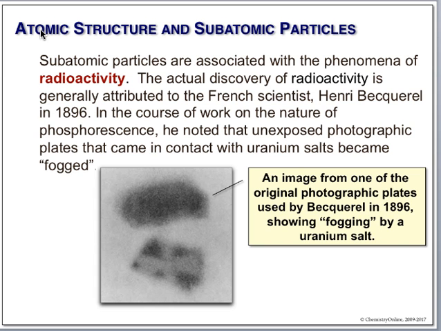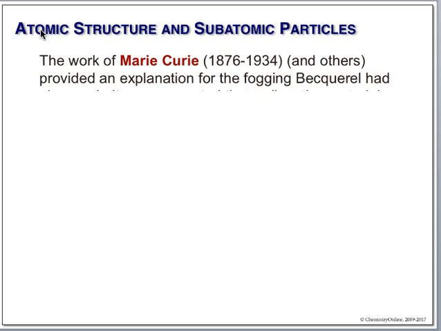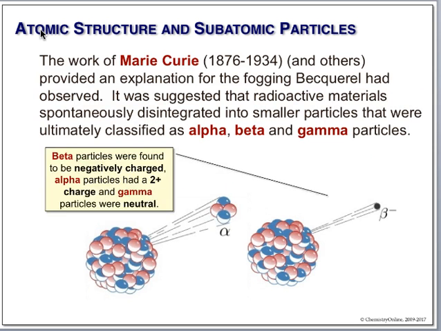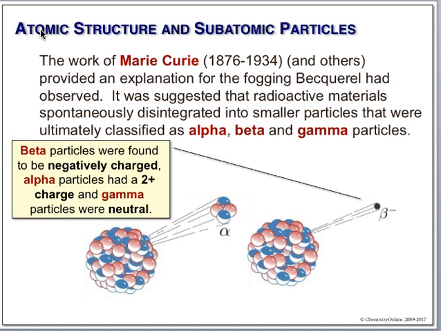Somebody, unfortunately, took one of these plates and put a little jar like this of a radioactive element, uranium salt actually, on the plate, not thinking much about it. When they developed the plate, they saw that where the jar was sitting, they had these ugly marks. The plate was fogged by the presence of this uranium salt. Well, Marie Curie and others worked on this problem, trying to figure out what the heck was going on.